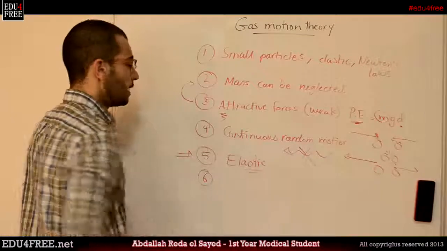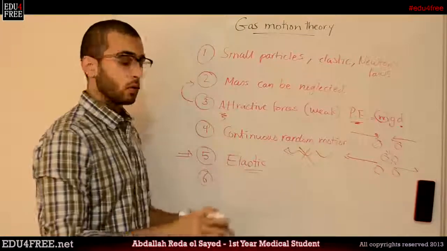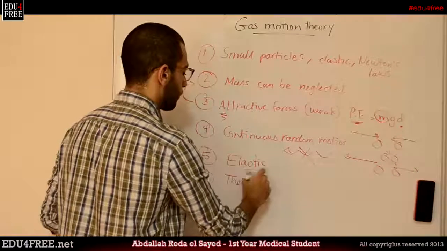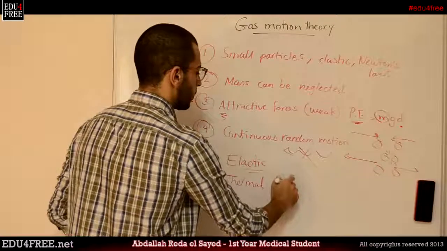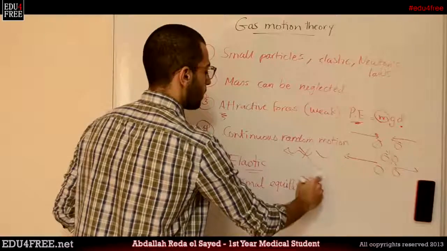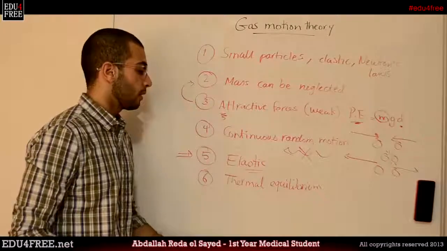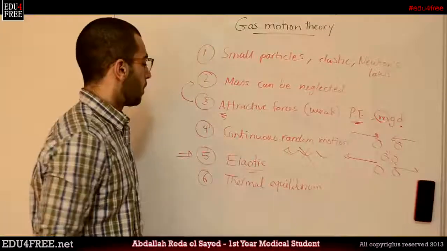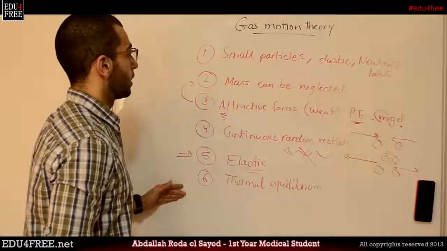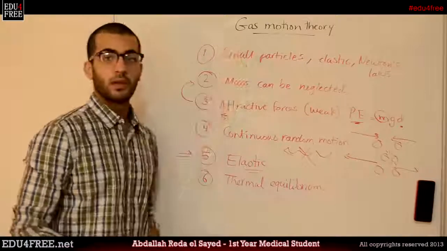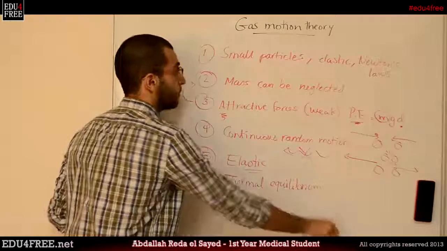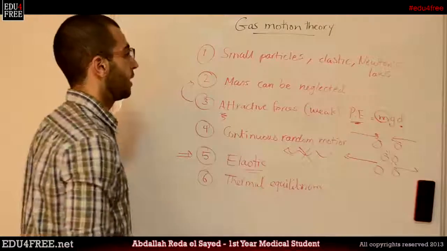And finally, the gas particles are in a thermal equilibrium with the walls of the container, so this means that there's no heat loss or gain. So these are the 6 postulates on which the gas motion theory is based, and we will talk about the gas motion theory in detail later.